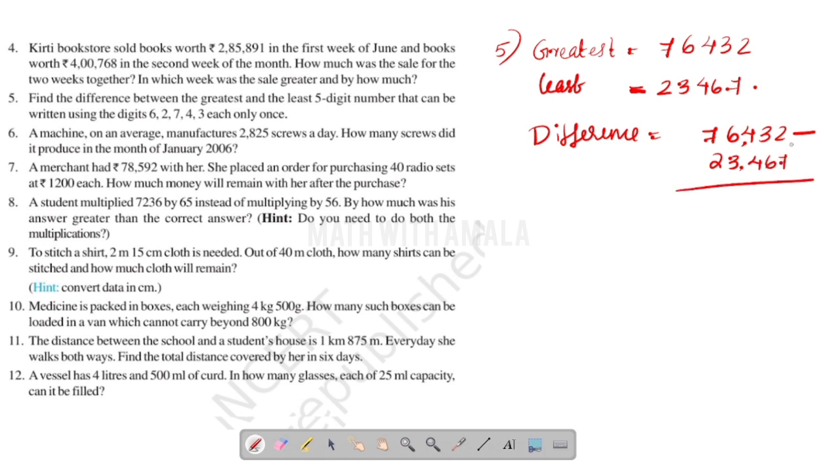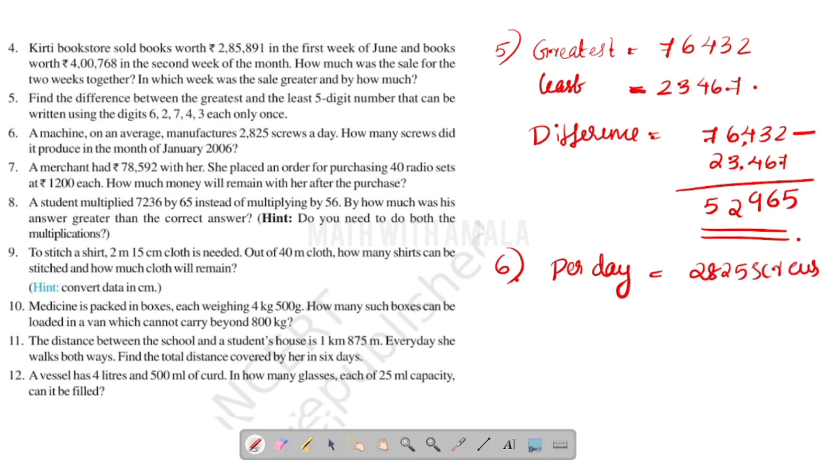What is the difference between these two? Yes. 5, 6, 9, 2, then 5. Then 52,965 is the difference between these two numbers. Sixth question. A machine on an average manufactures 2,825 screws a day. How many screws did it produce in the month of January 2006?